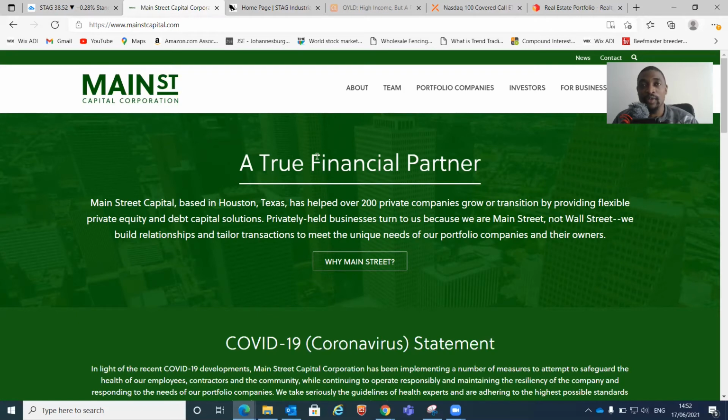They do not own or rent property; they just lend out money. So the companies will repay that debt with interest, and then they pass the proceeds to the investors. According to their website, Main Street Capital is based in Texas. They assist over 200 private companies to grow or transition by providing them with flexible private equity and debt capital solutions. These privately held businesses tend to come to us because they are Main Street, not Wall Street.